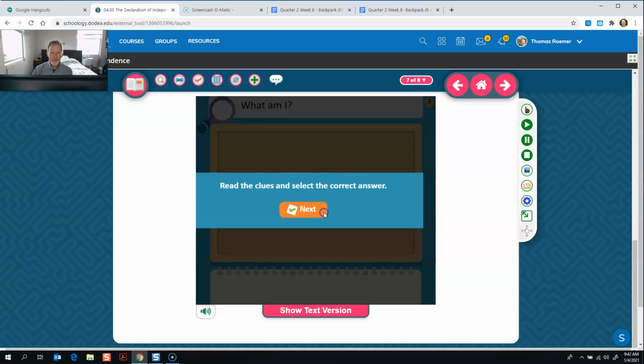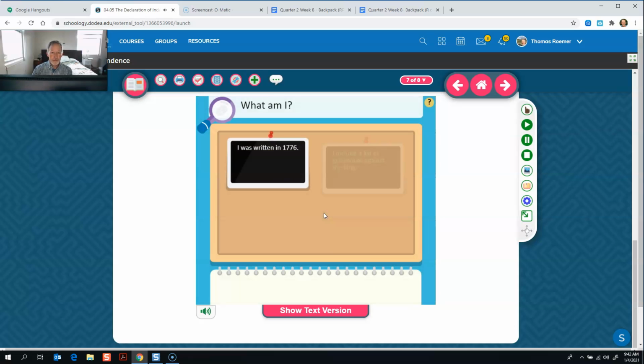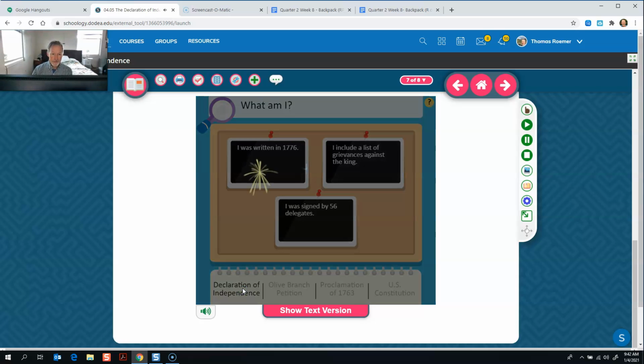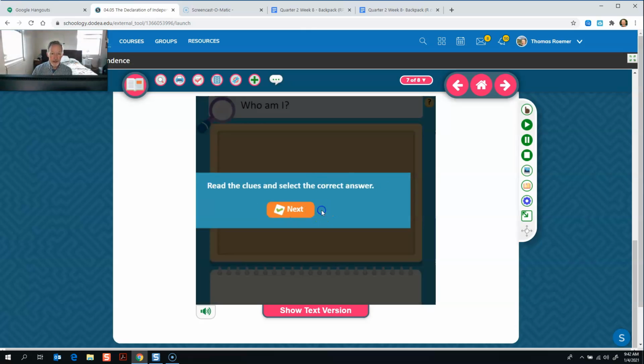Okay, what am I? I was written in 1776, so it's a document. I was signed by 56 delegates, representatives. I include a list of grievances against the king, or wrongdoings. You guys know this one. They're saying, hey, Declaration of Independence. The grievances, 1776 and 56 delegates gave that one away.